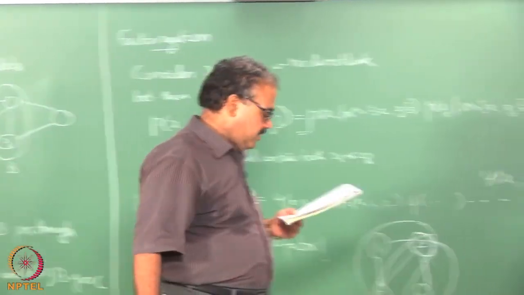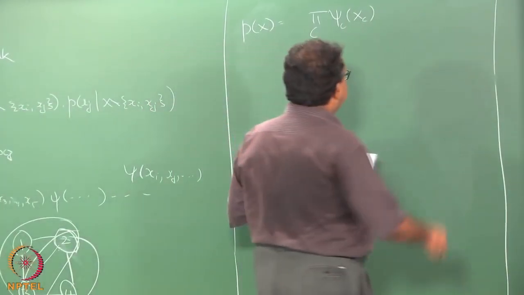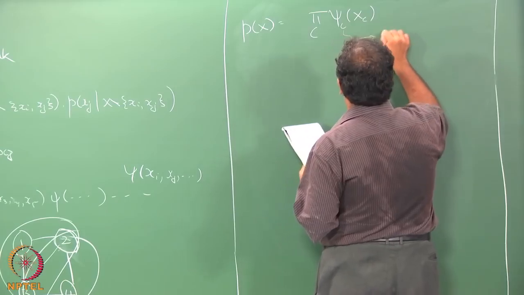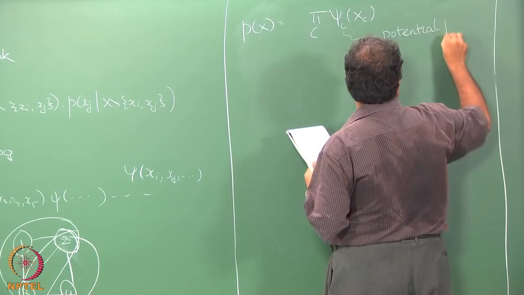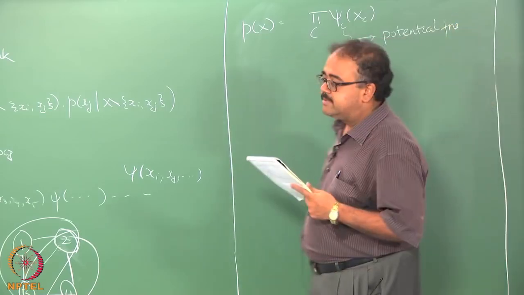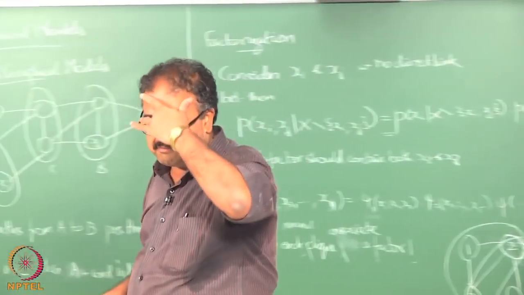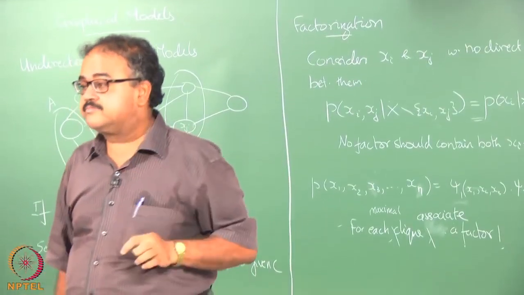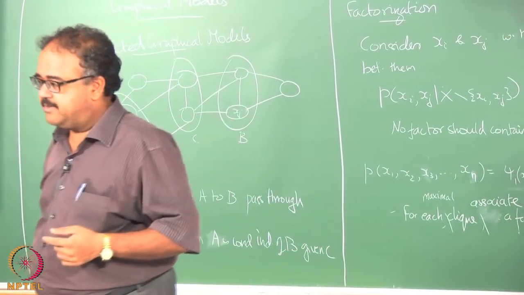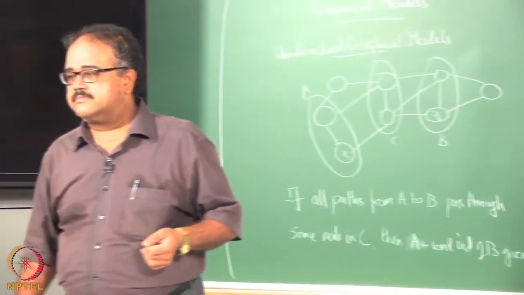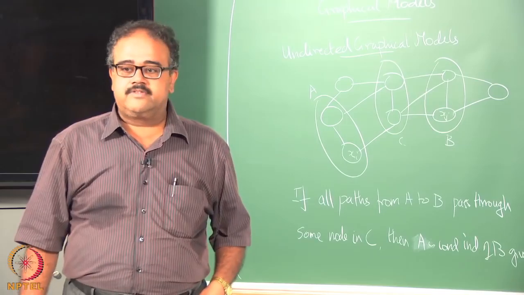So we sometimes call these potential functions, right. So psi c is a potential function associated with the clique C, right, and x c is the set of variables that are participating in clique C, right. So it is a product over all of these cliques, okay.